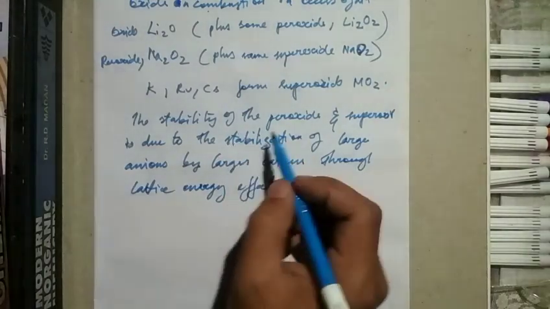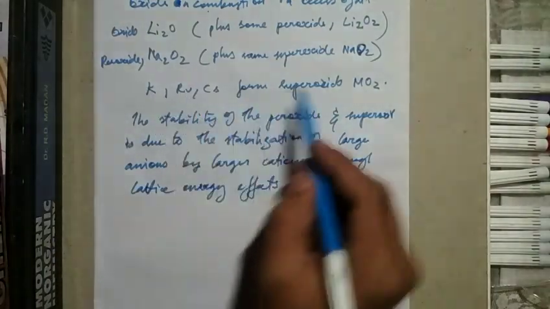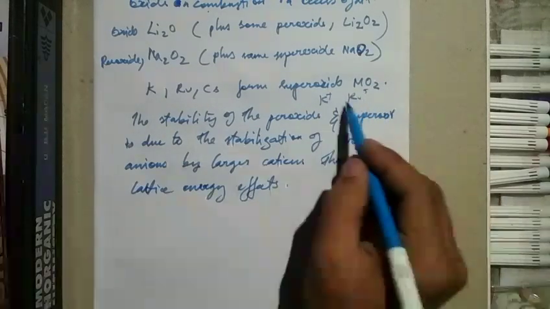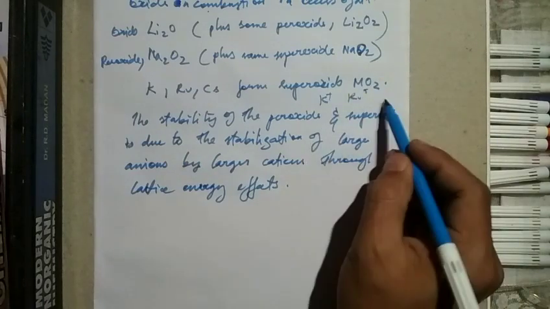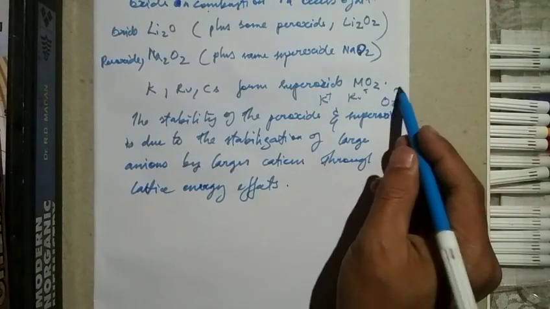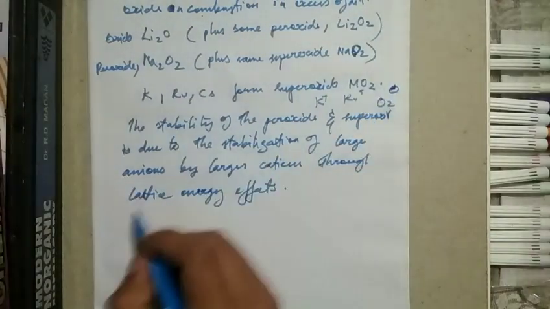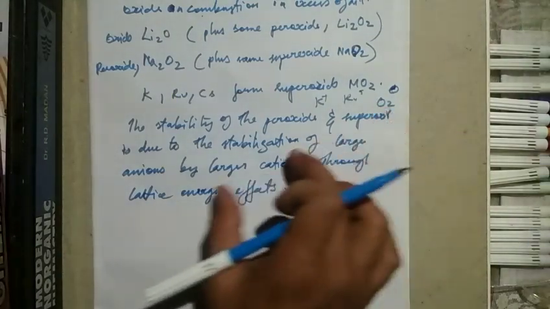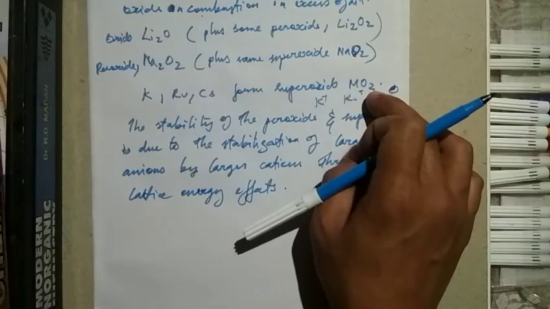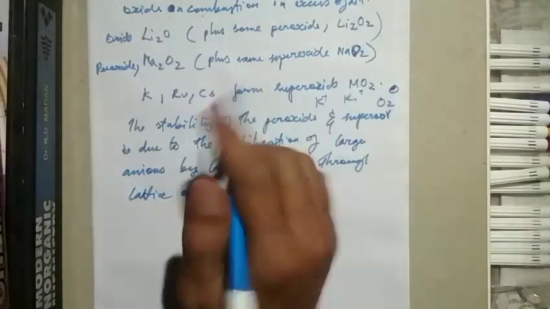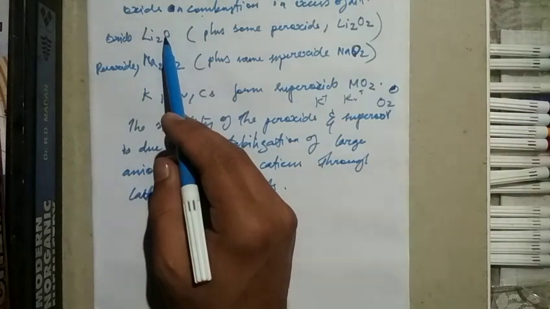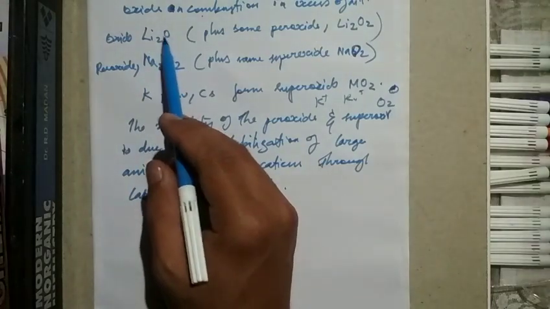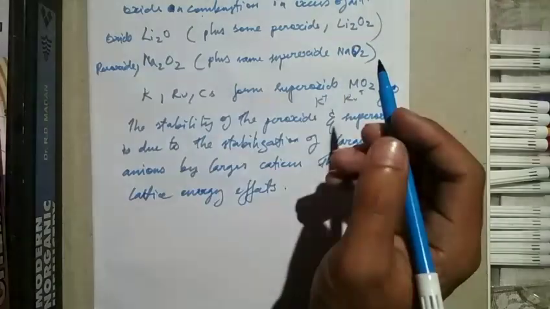So these larger cations, K+, Rb+, combine with the oxygen anion, O2 minus. This larger one combines with two atoms of oxygen and forms MO2, and that's why they are stable. And this small Li combines with oxygen to form monoxide. So two lithium combine with oxygen to form monoxide.